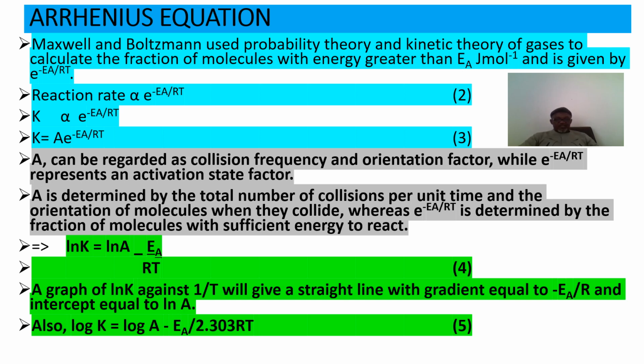We can also plot log, where we still remember what I said before, that ln x is equal to 2.303 log x. So we can plot log x, that's log k, against 1 over T. Sorry, the slope will be equal to minus EA over 2.303 R, and the intercept will be log A. Of course, R is the gas constant. And from there, we can calculate the activation energy.